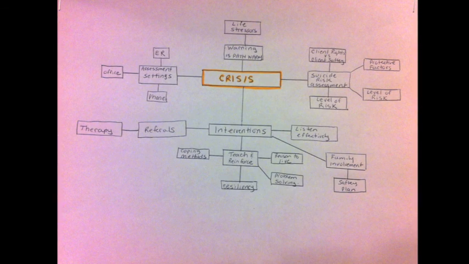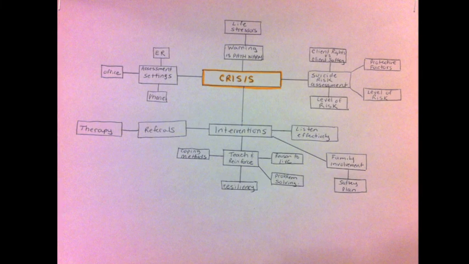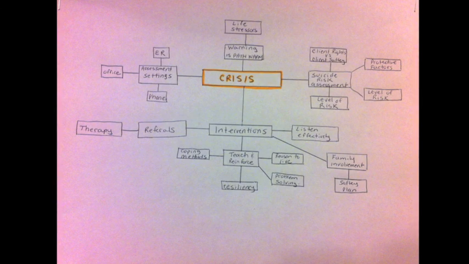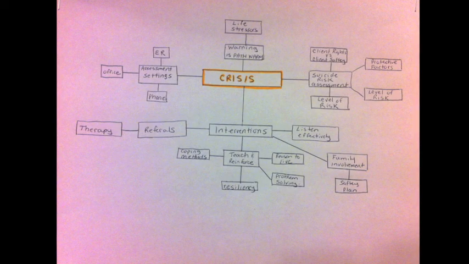As for interventions for the client in crisis, it is important for the clinician to listen effectively. We need to find out what gives meaning and purpose to the client's life. We need to teach and reinforce coping methods, problem solving. We need to foster resiliency, have the client recognize that they have a reason to live. We need to get family involvement or other supports put in place, develop a safety plan, make the appropriate referrals, possibly to things like therapists, psychiatrists, support groups.